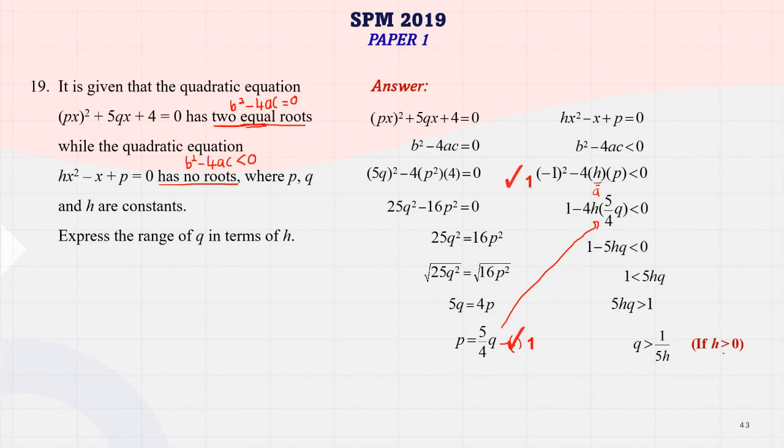This is if h is greater than 0. What if h is less than 0? It's negative, right? So when we simplify or bring it over there, automatically the sign will change. So it becomes q is less than 1/5h if h is negative, less than 0. Okay, we go to the next one.